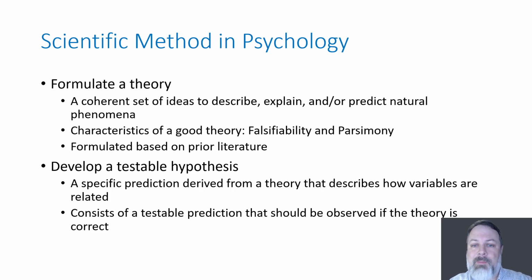From this, we develop a testable hypothesis. This is a specific prediction that's derived from our theory. If this theory is true, then we should be able to see something in a particular case. So, this consists of a testable prediction that should be observed if the theory is correct.